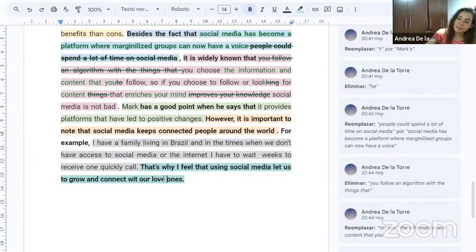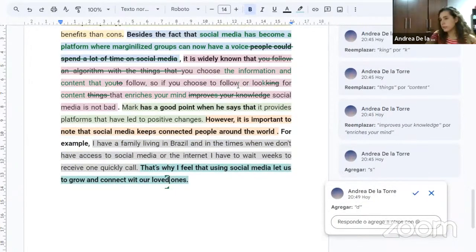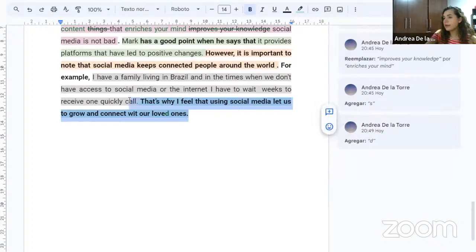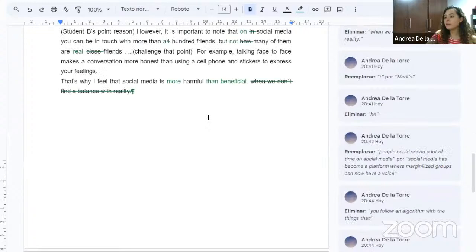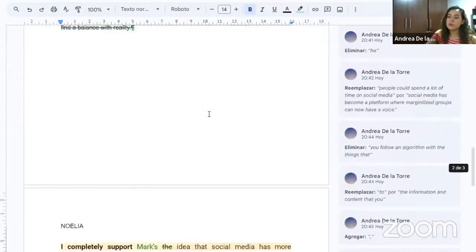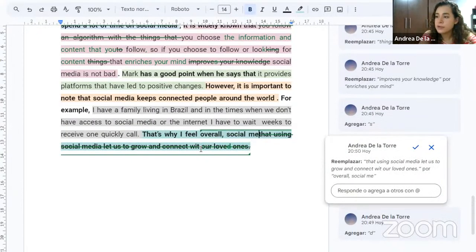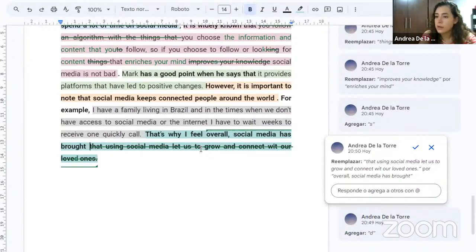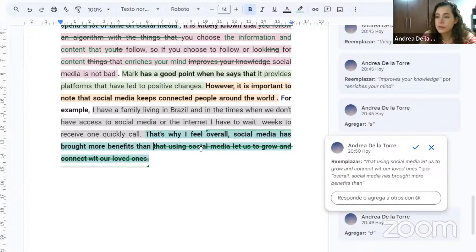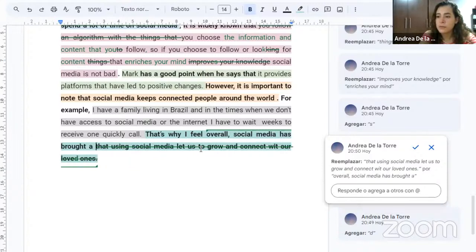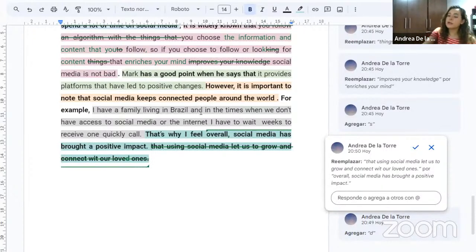That's why I feel that using social media led us to grow and connect with our loved ones. Está bien, pero a la vez, lo mismo que con Sal. Hay que responder directamente a la pregunta. La pregunta no es, ¿crees que las redes sociales permiten conectar y crecer con nuestros seres queridos? No, la pregunta es, ¿crees que social media has caused more harm than good? Entonces diríamos, that's why I feel that overall, in general, social media has brought more benefits and has brought a positive impact. Tal vez algo así para parafrasearlo, pero en realidad lo que estamos diciendo es lo mismo, ¿no? Tiene un impacto positivo, un impacto negativo. Más ventajas que desventajas, más pros que cons.